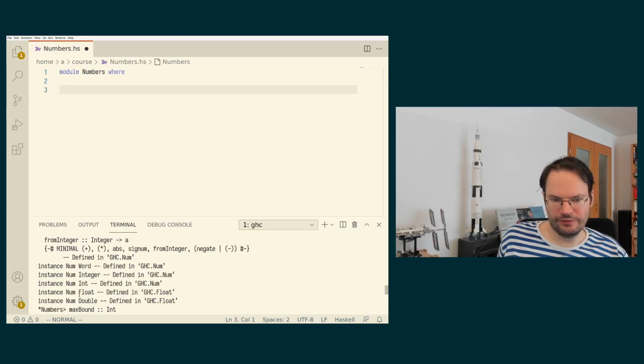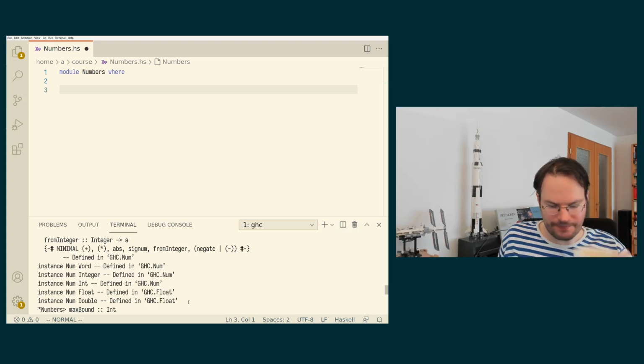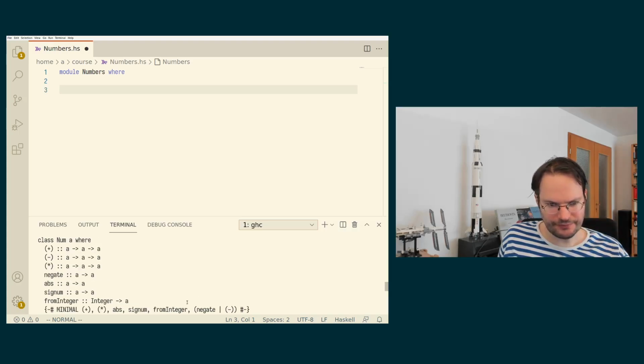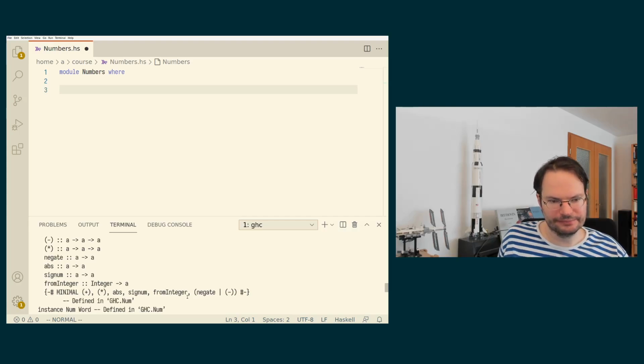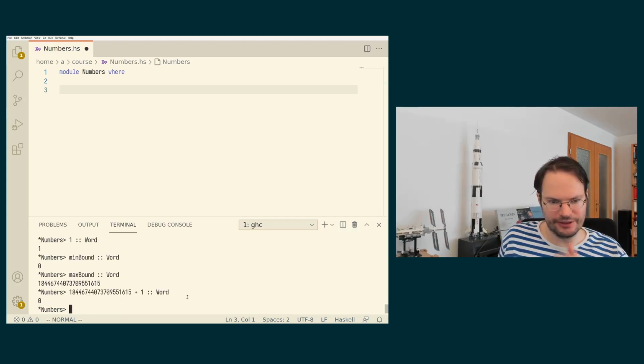Okay. And then we have Float and Double. These are single and double precision floating point numbers. In general, I think Double is used far more widely in practice and in Haskell libraries than Float ever is. So I would generally not recommend using Float at all. And I think that's concluding the Num class and what we have to say about this.